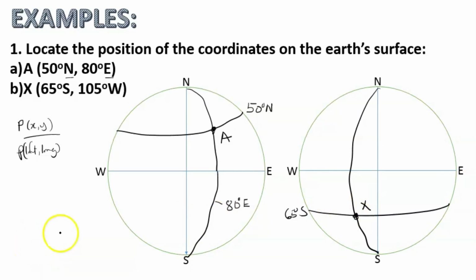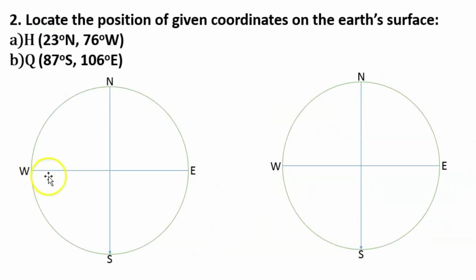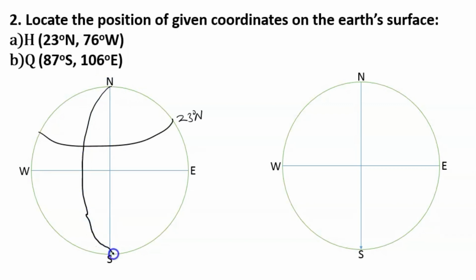So let's do one more. I believe by the time we do this, we are going to know. Now look at this one also. We are looking for point H. H is 23 degrees north. So to do 23 degrees north, just find a convenient arc and label this 23 degrees north. Okay, and we have 76 degrees west. This is 76 degrees west. All right, so that's the point of intersection. So this is our point H.